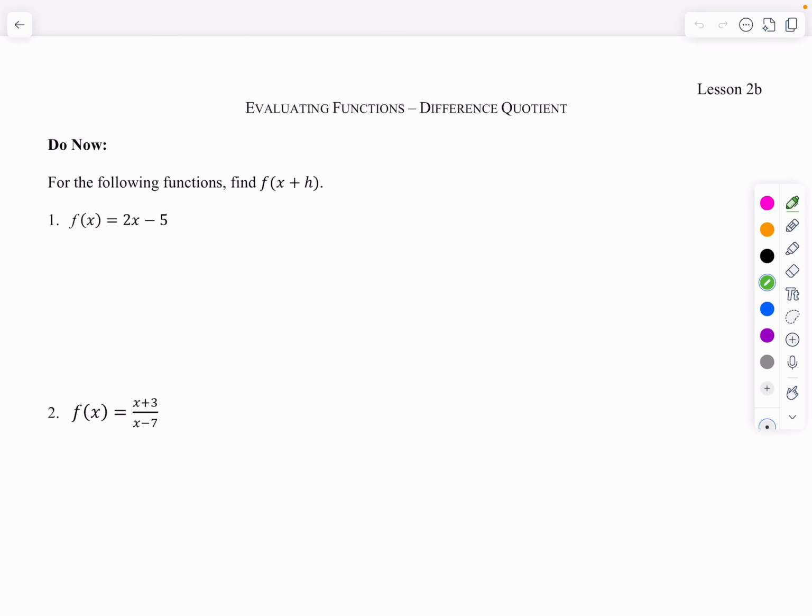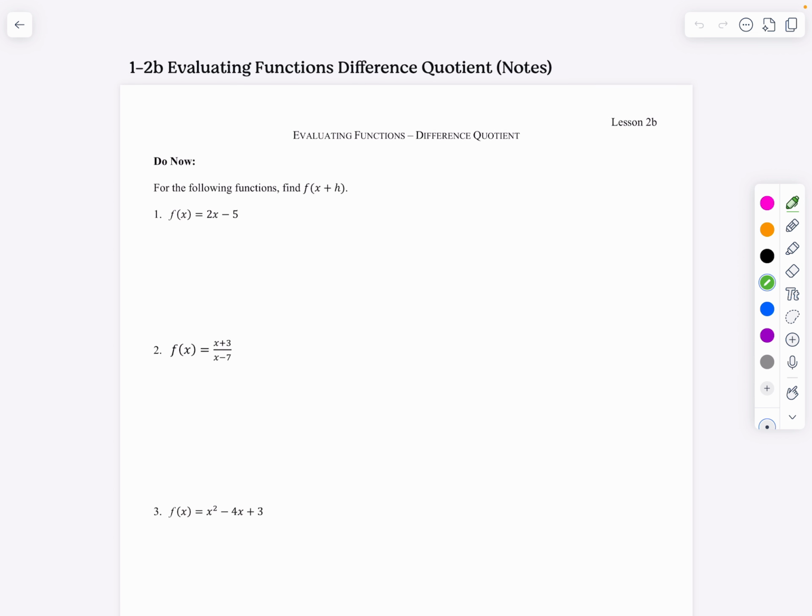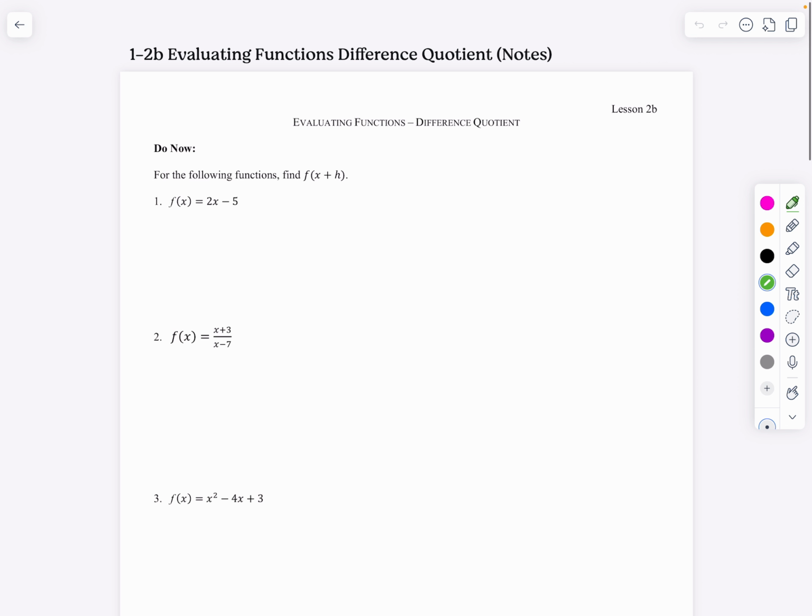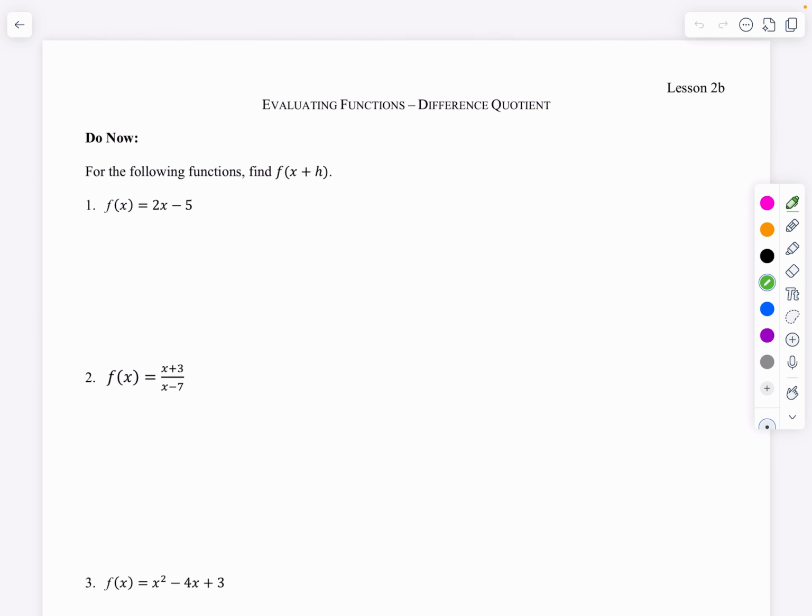So in this video, we're going to go over evaluating functions, and we're going to do something called the difference quotient as we evaluate. I'd like you to start by trying the do now. There are 3 questions for you here, so pause the video, and once you're ready to go over it, even if you want to do one at a time, unpause the video, watch me go over it, check your work, and then we'll move into the lesson.